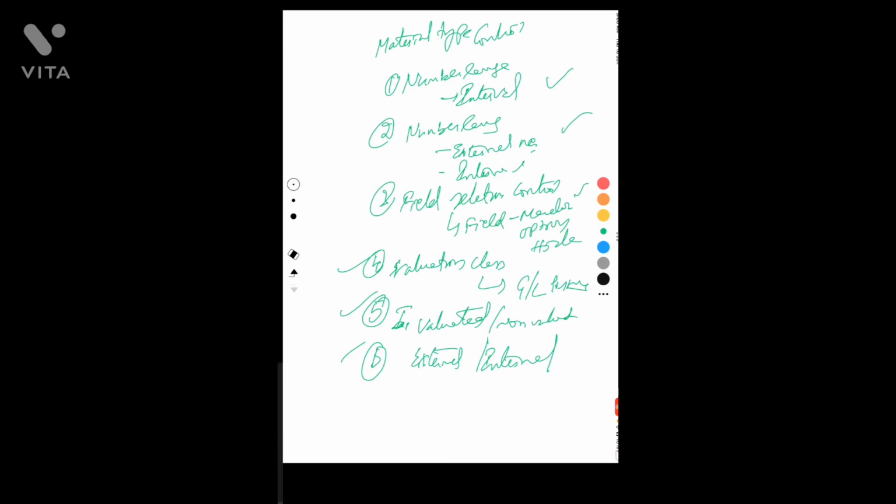Apart from this, we can do authorization. We can also control by industry level. Suppose the retail industry, they are not using some fields; some fields they are using and some they are not. So those are also to be controlled. Majorly these are the controls.